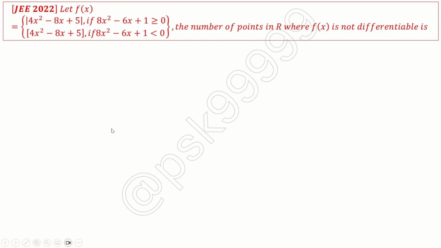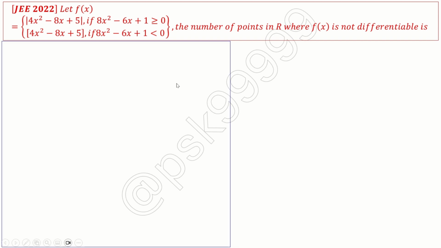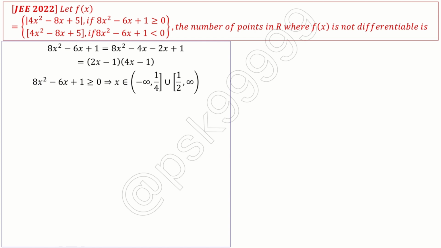Look at the definition of f of x. First thing is we need to simplify this one. First let's simplify the ranges. 8x square minus 6x plus 1 is nothing but 2x minus 1 into 4x minus 1. Which means if it is greater than or equal to 0, x belongs to minus infinity to 1 by 4 union with 1 by 2 to infinity. Now if it is less than or equal to 0, x belongs to 1 by 4 to 1 by 2. So this is the range. Second range also we found.